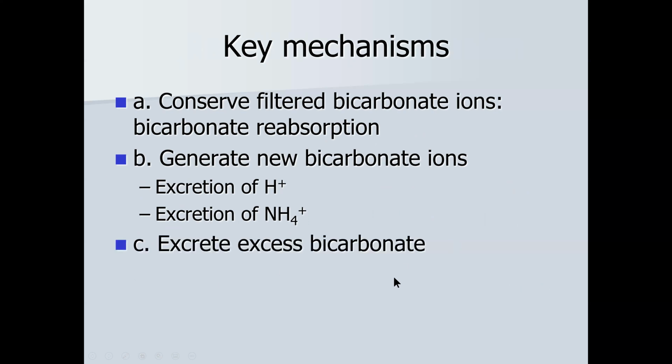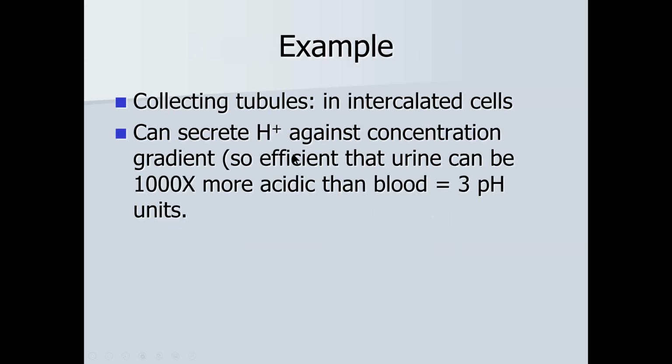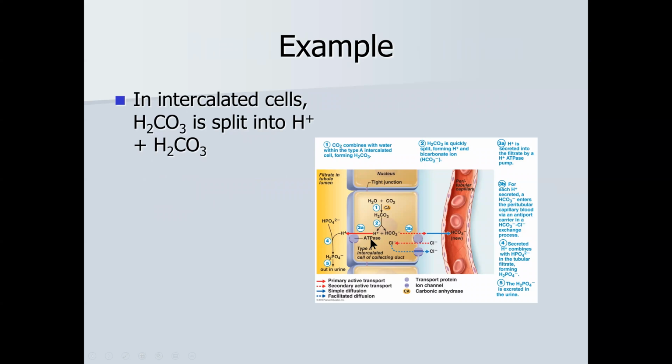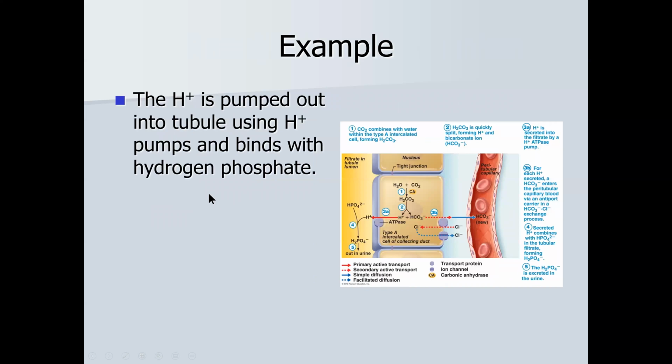So these are all things that we can do. In the collecting tubules, we can secrete hydrogen against concentration gradients so that the urine can become very acidic. In other words, if we need to correct an acidosis, we can secrete the hydrogen ion, even though the urine is already acidic, and we can continue to secrete it. And this is one of the pictures that you can look at. That's all it's doing: preserving the bicarbonate and secreting the hydrogen ion.